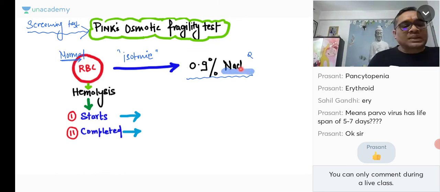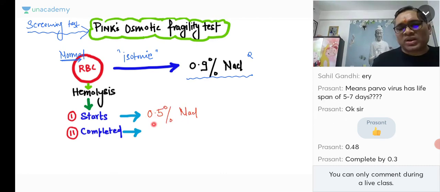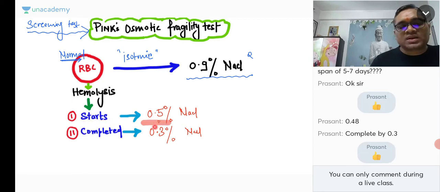Now the question is, normal RBC hemolysis. I'm talking about normal RBC hemolysis: it starts at what concentration, and is completed by what concentration? We have to keep this point in mind from an exam point of view. Normal hemolysis will start at 0.5% of NaCl. I'm just rounding off 0.48, but I will just say 0.5%, so that it's easy to remember. And it will be completed by 0.3% of NaCl. These are the two important points: normal RBC hemolysis starts at 0.5%, completed by 0.3%. Clear? Now come to hereditary spherocytosis.